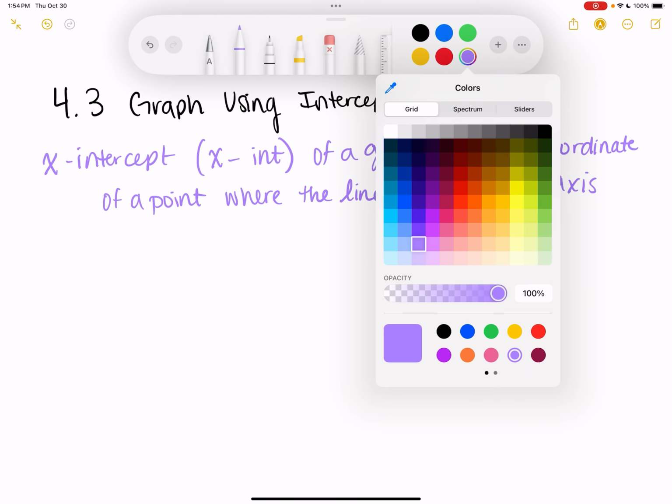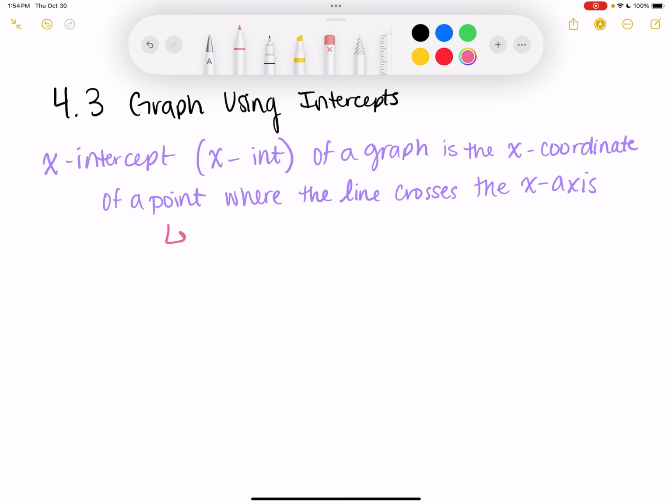To find this, we set y equal to 0 and solve for x. And once we get into this, I'm going to teach you a cover-up method that makes it even easier.